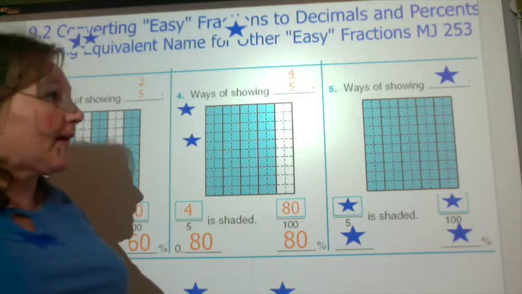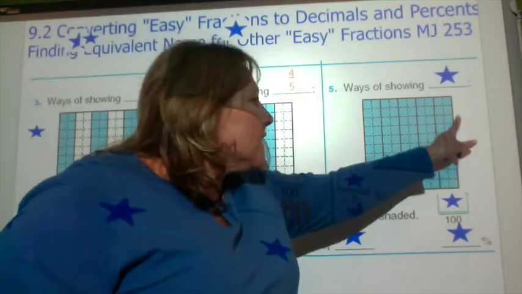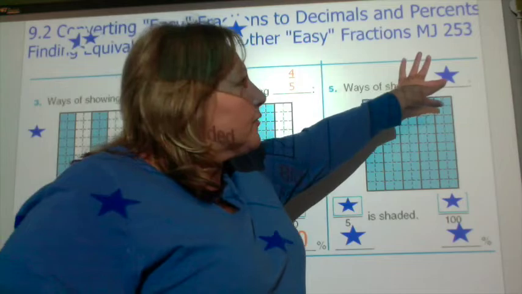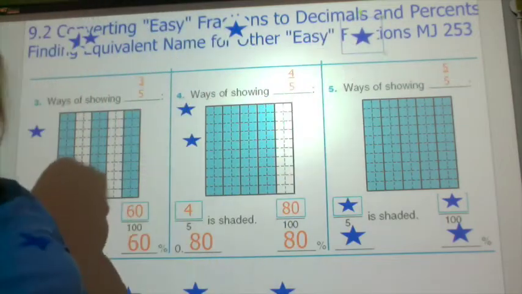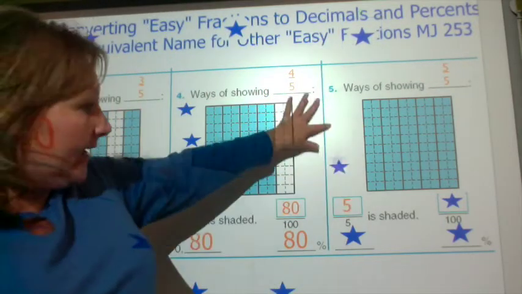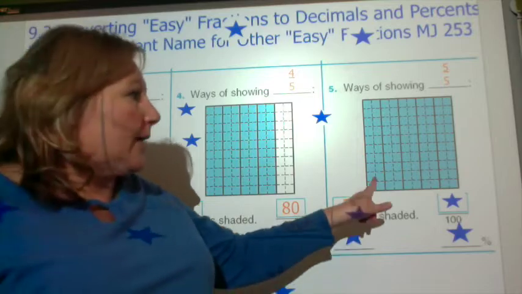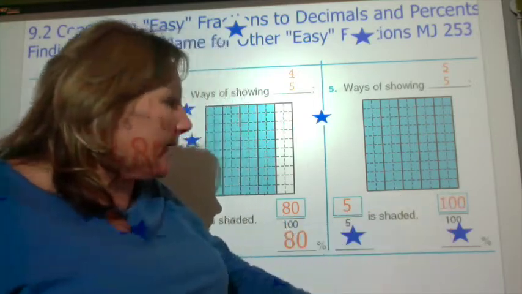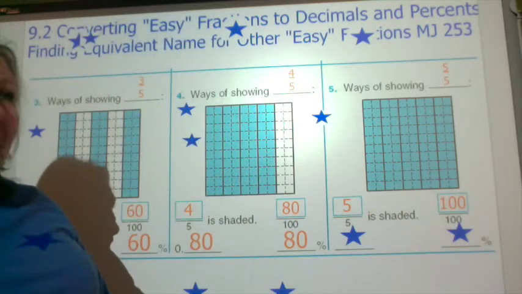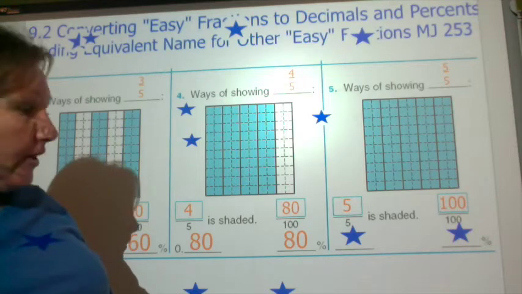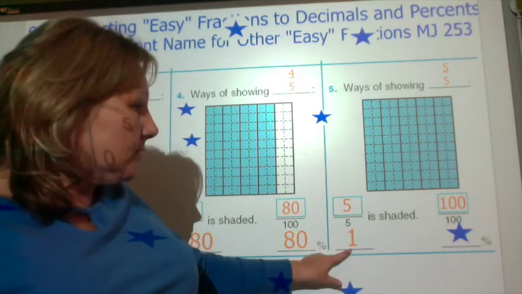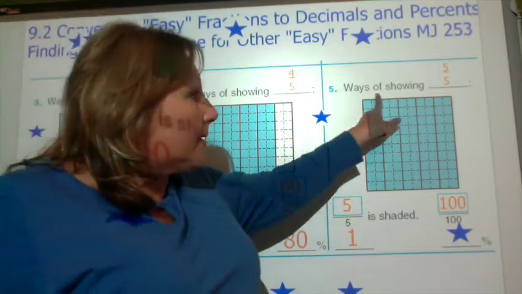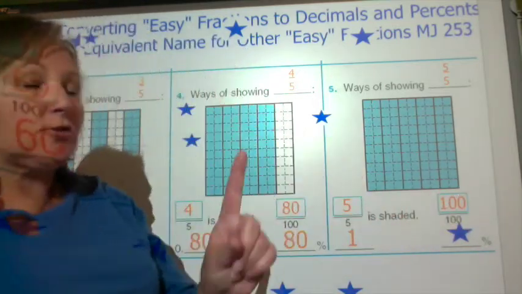Okay, last one. How many parts out of 5 are shaded? Oh, look, boys and girls. All of this is shaded. So they want to show us that 5 out of 5 parts are shaded. That means 100 out of 100 are shaded. And if we get 100 out of 100 on a test, we know that we got 100%. Our decimal, we actually got a 1. That means this whole thing is shaded, so that means you own the whole thing.